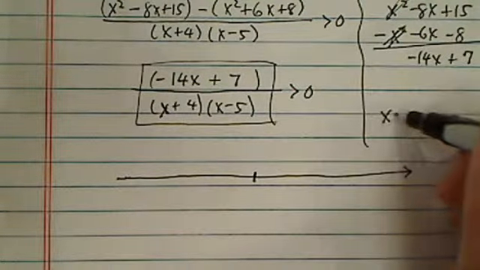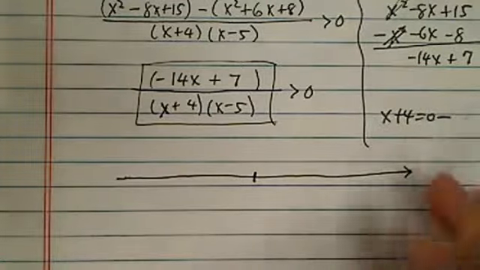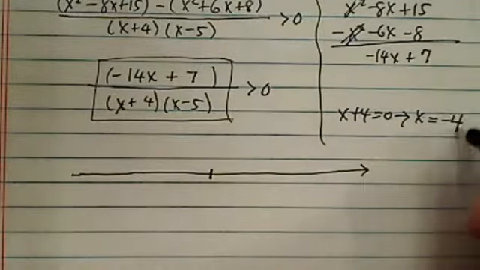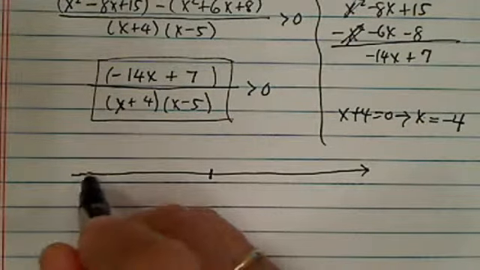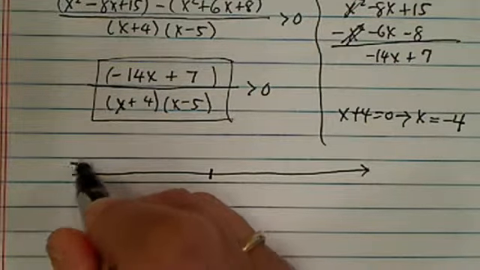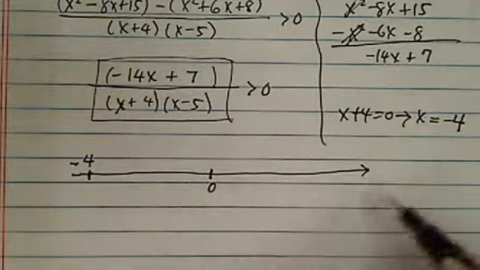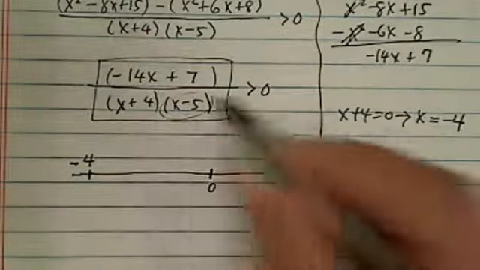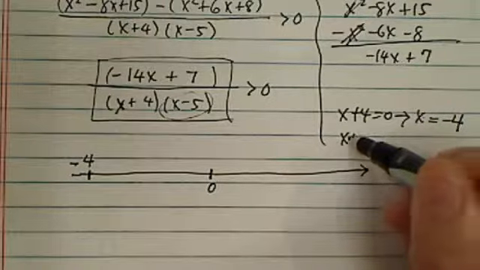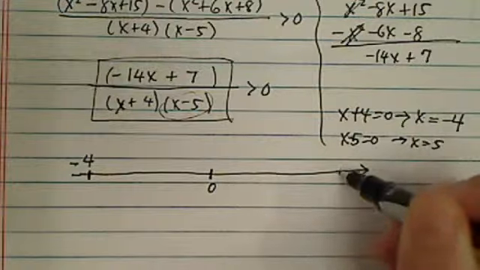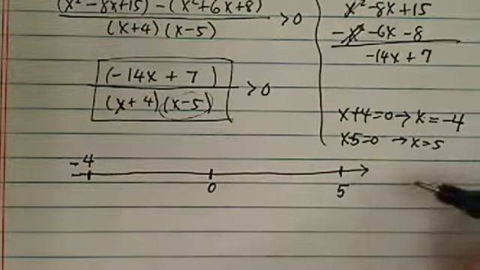When x plus 4 is equal to 0, that gives you one point you need to look at, when x is equal to minus 4. So let's put our x equal to minus 4 over here. Next one I need, this is where my 0 is. Next one I'm going to look at is when x minus 5 is equal to 0. So I have x equal to 5. Let's put a 5 on this side.